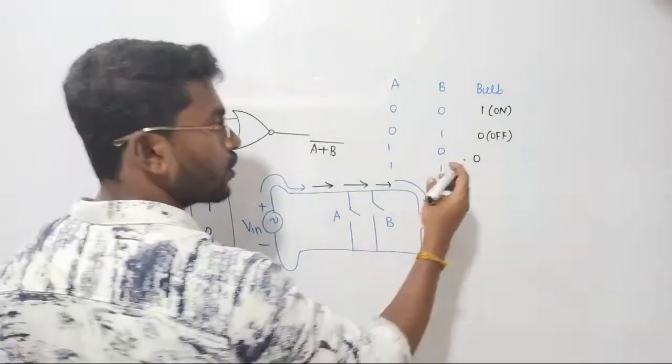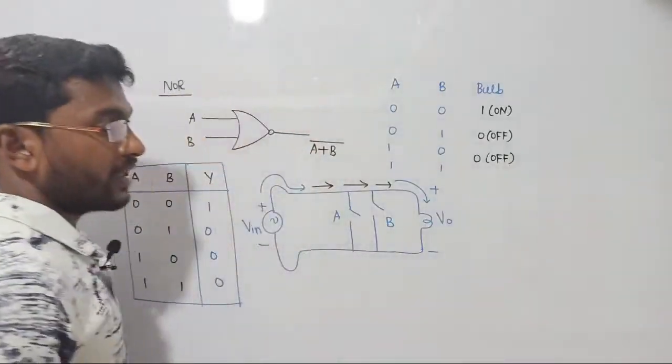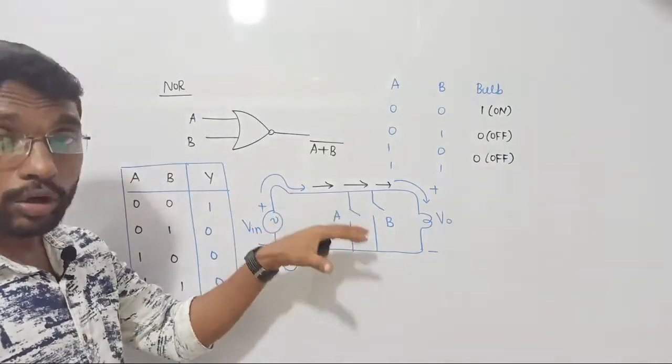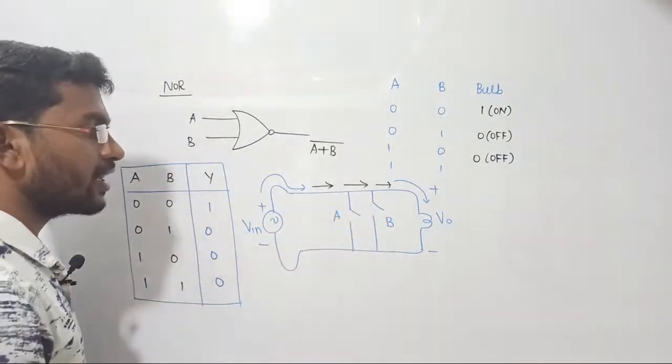So if your bulb won't glow, then that is called the off state. In digital, that is called 0. Let us consider 1, 1. When I am putting 1, 1, both switches are going to be what? Short circuit. If both are short circuit, automatically what will happen?